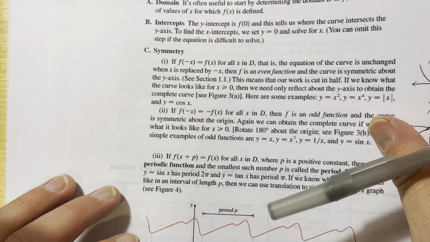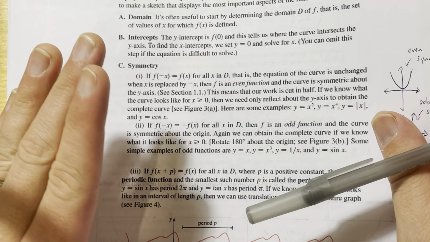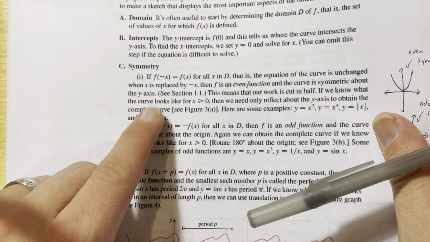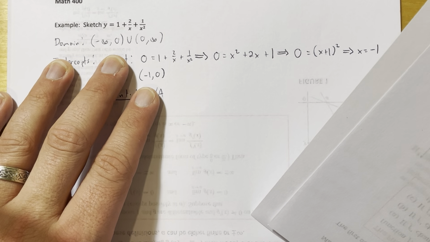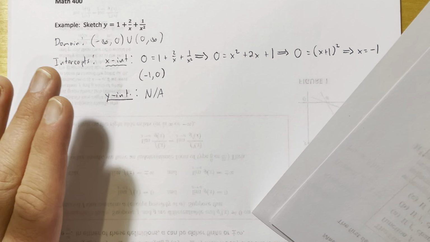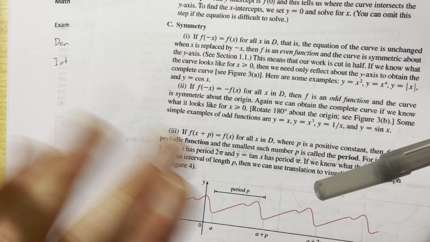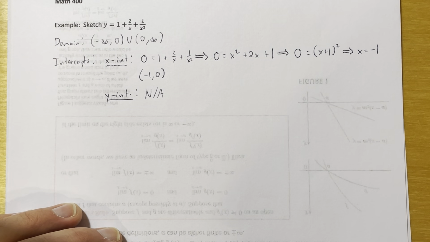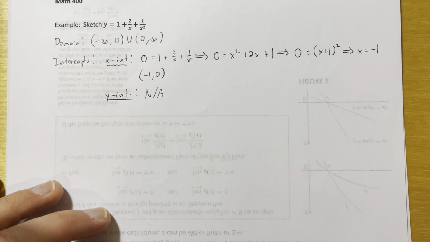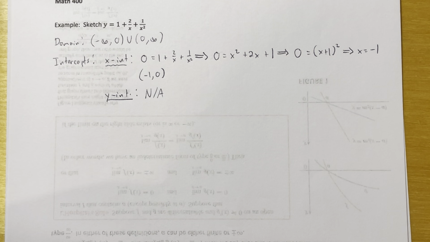Next thing we would look at is symmetry, but I'm going to leave it to you to check this. This function has neither type of symmetry. It talks about periodic functions, but as I mentioned before, none of the functions we're going to look at in this lecture are going to be periodic. So really, we're just looking at even and odd.